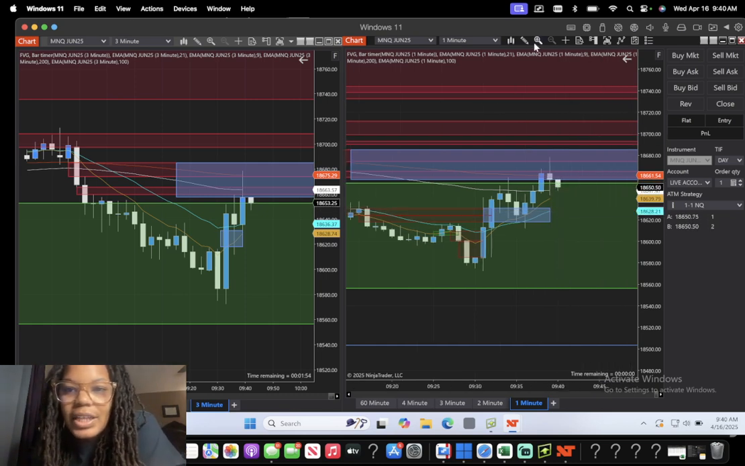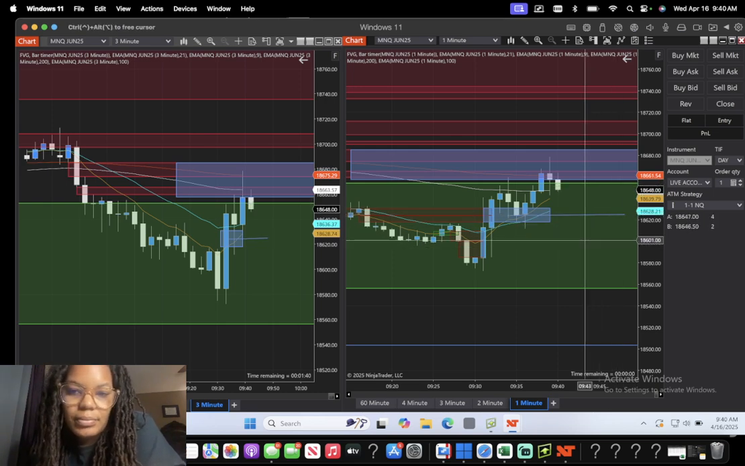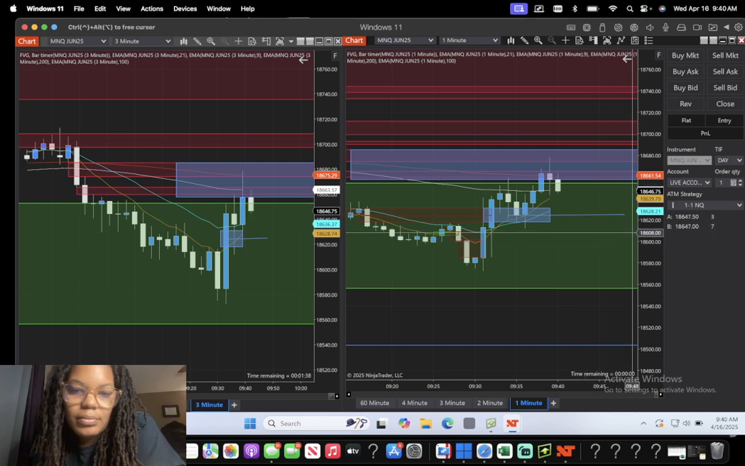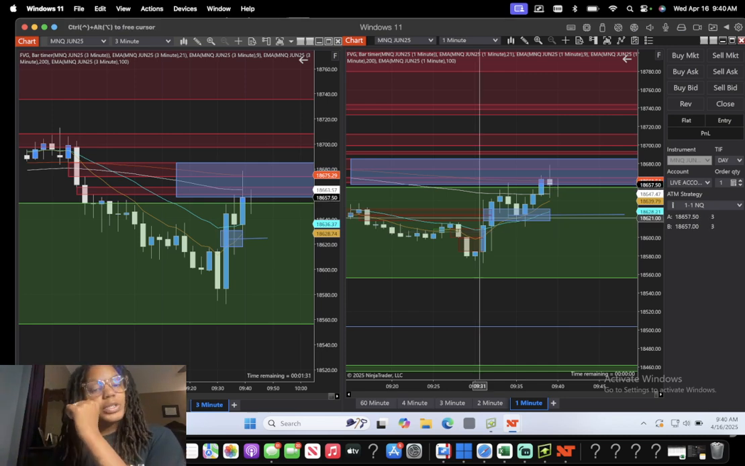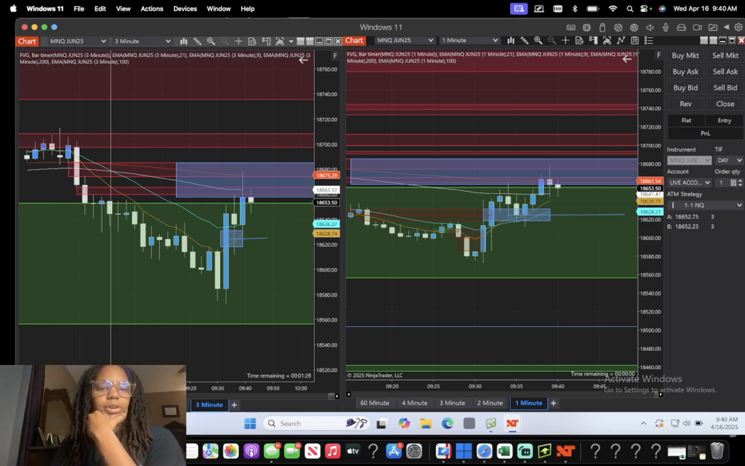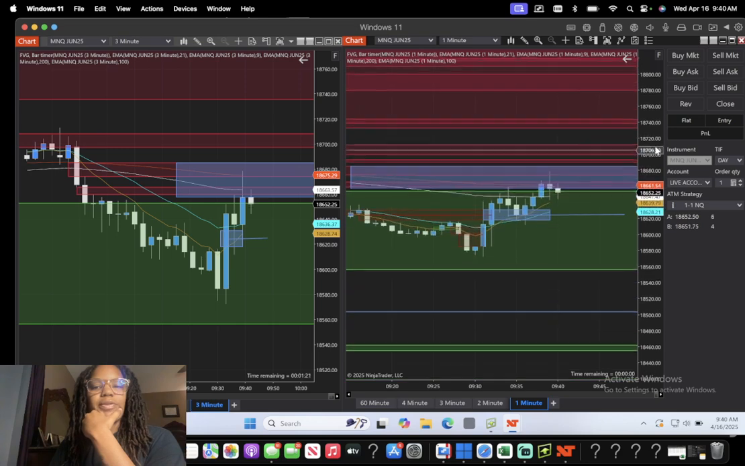We don't even have a CISD until still these little lines here for shorts. So we still could go higher. Like I'm not confident we're going lower yet or higher yet. We are going higher, but I need us to push. And then we have a bunch of targets up there.